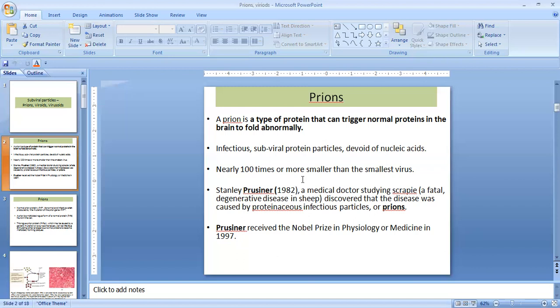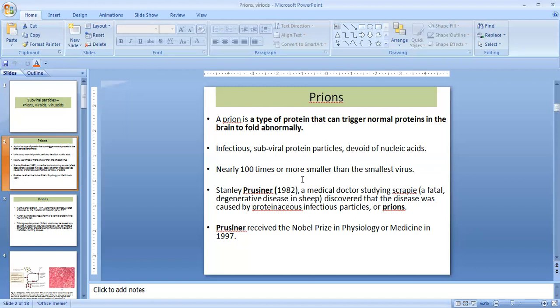And the scientist who discovered prions is known as Prusiner, Stanley Prusiner, and he discovered it in 1982. He was studying a disease known as scrapie. That is, scrapie is a degenerative disease found in sheep. And while studying the causes of the disease scrapie, he found that the disease was due to a proteinaceous infectious particle known as prion. That is how the infectious proteins known as prions were discovered.